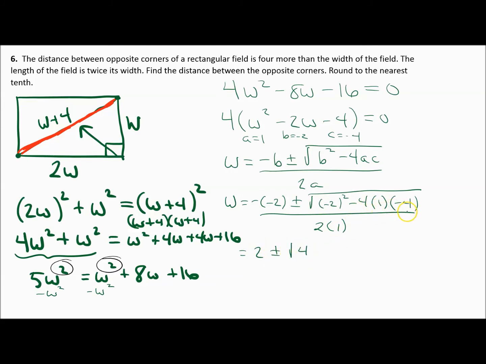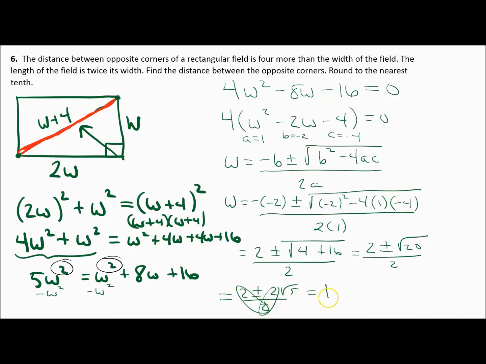4 times 1 times 4 is 16. The negative times the negative makes that plus 16, all divided by 2. Moving to the right, it's 2 plus or minus the square root of 20 divided by 2. We can break down the square root of 20, so it's 2 plus or minus 2 square root of 5 divided by 2. Then I can simplify this by dividing 2 into all three of those terms, which gives me 1 plus or minus the square root of 5.